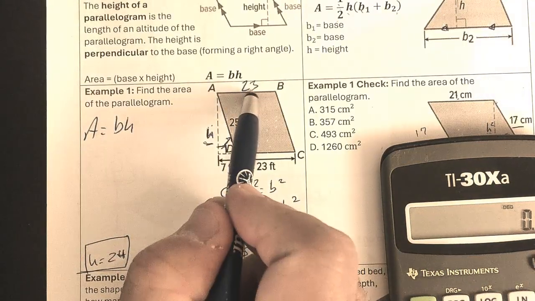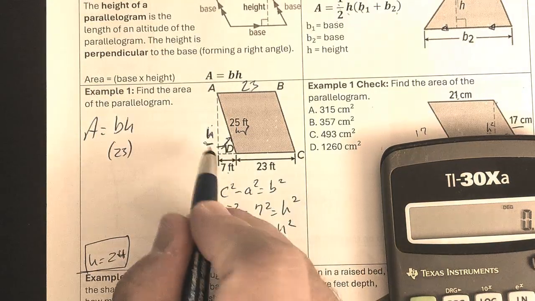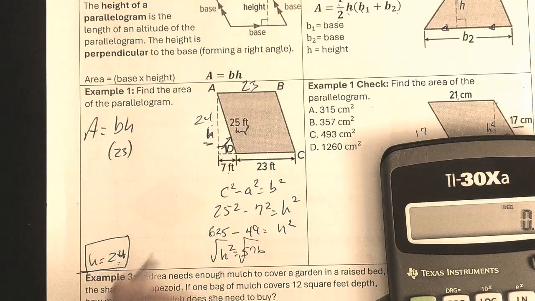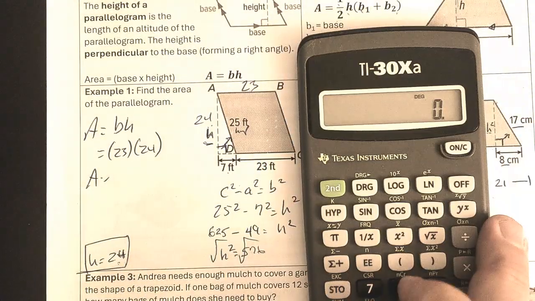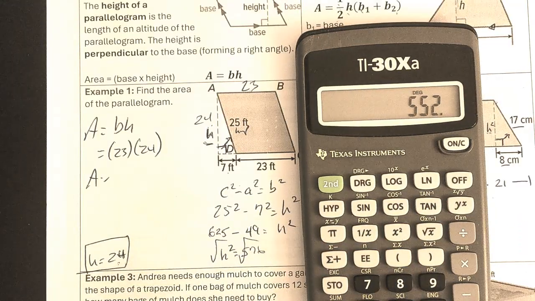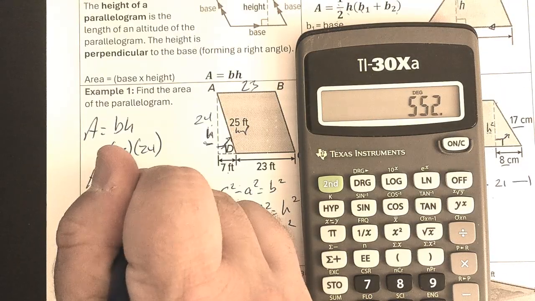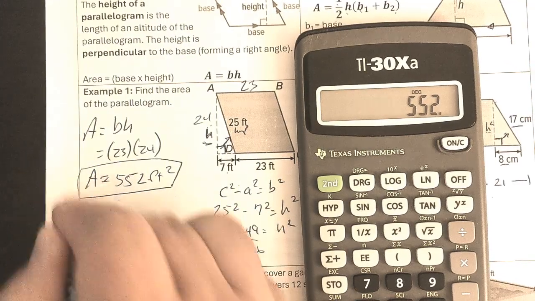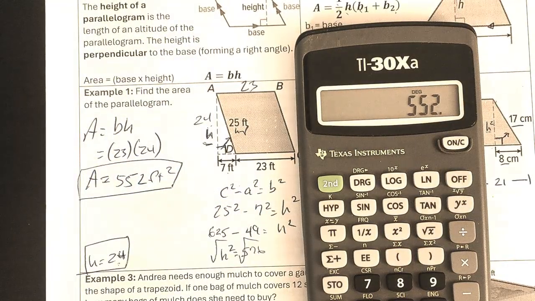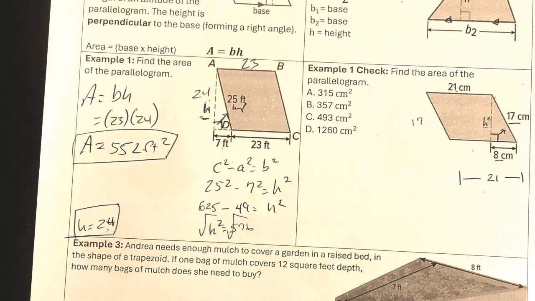So, our base, 23. Our height was 24, right here. So, our area is 23 times 24, and that's 522. I'm sorry, 552. I've got some sort of dyslexia here lately. And that's going to be feet squared, and it's squared because area is units times units. Volume is units times units times units, so it's cubed. All right, so let me help you set up over here.